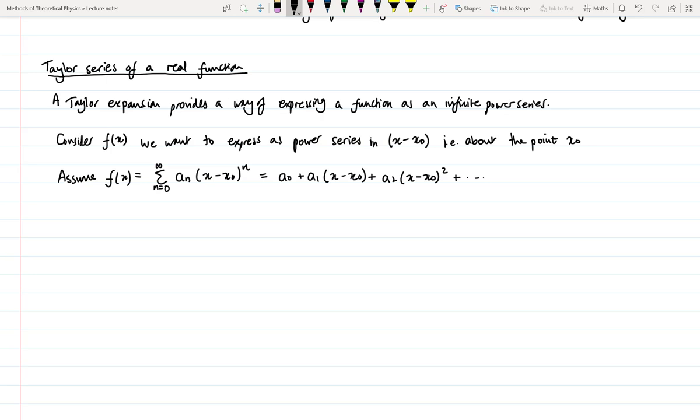Now we're going to make an important assumption here. We're now going to assume that f has derivatives of every order.